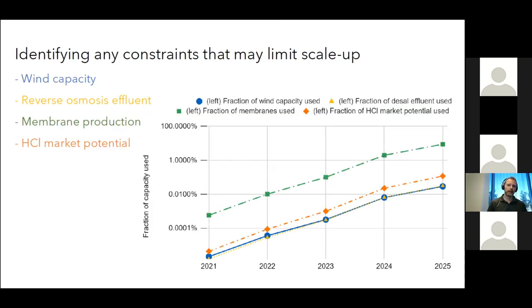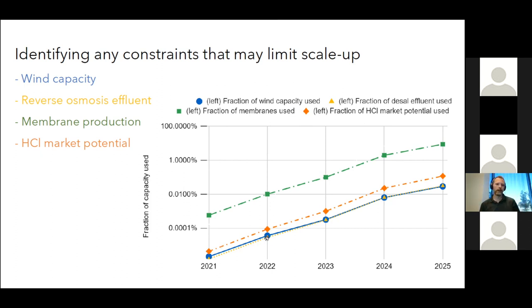Do we run into any hard constraints? So we looked at four. First in blue is wind capacity, and note the vertical axis is the fraction of the capacity of that thing that is used versus a year. So in blue is wind capacity. So what we said is, okay, we know the electrical consumption of the unit, how much wind capacity would we need in each year, assuming that plan for scaling. And you can see even in 2025 at 1 million tons of CO2 per year, we are still using less than 0.1% of the total capacity.